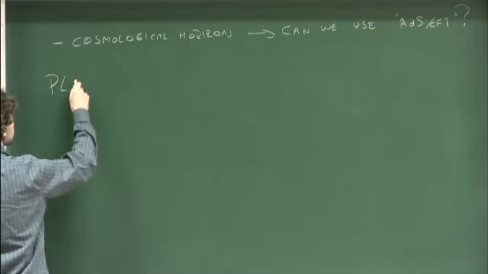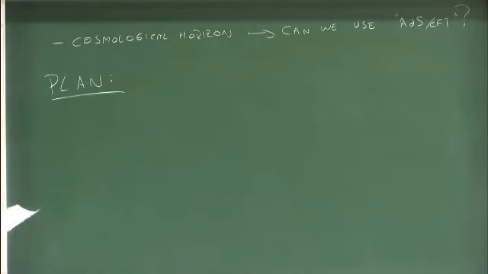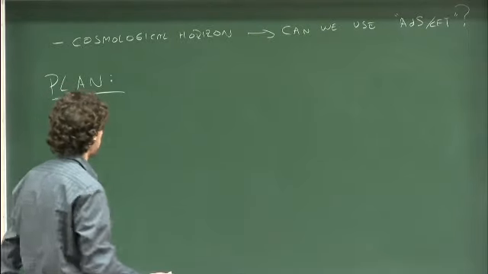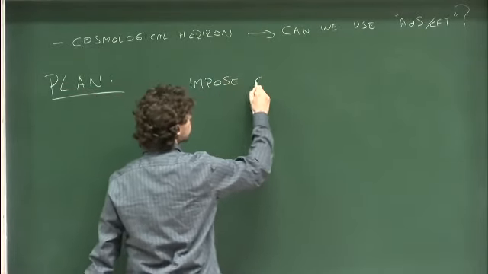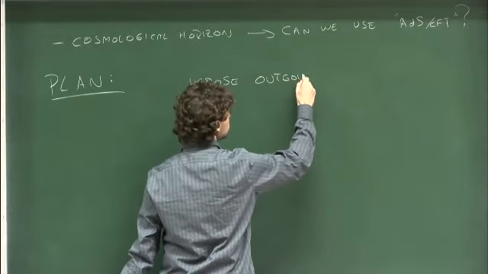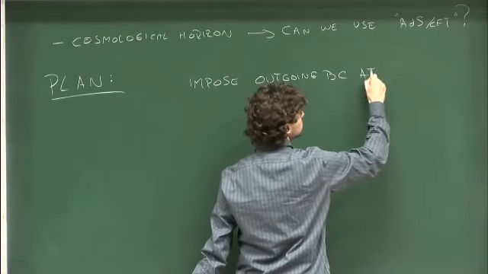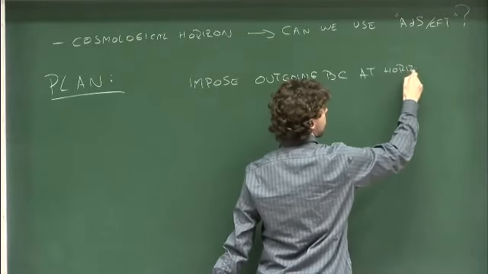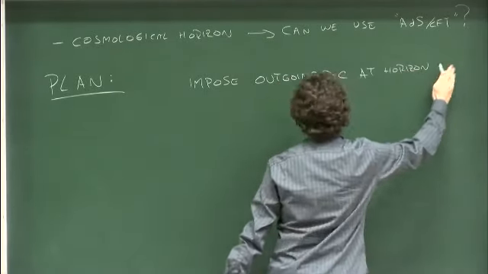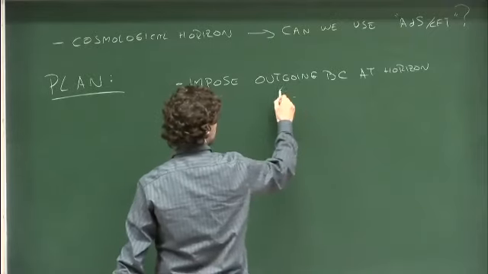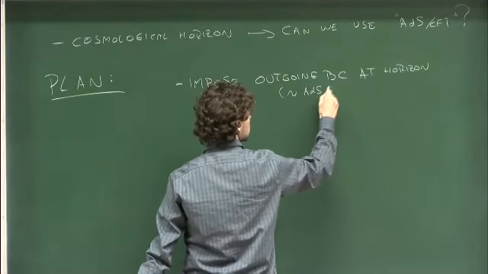So what's the plan for today? The plan for today is to proceed in the following way. Let's impose outgoing boundary conditions at the horizon. This is exactly like in AdS/CFT. So there's a horizon.